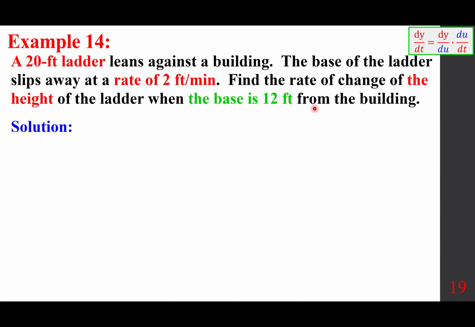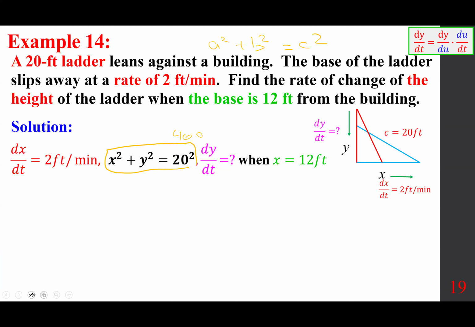Now, this one, we should know the Pythagorean theorem that says a squared plus b squared equals c squared, and therefore x squared plus y squared equals 20 squared, which is 400, and we are going to differentiate this one with respect to t. So what happens is that you have to relate the variables x and y together so you can find the derivative of one with respect to t and use the other one to find the answer.